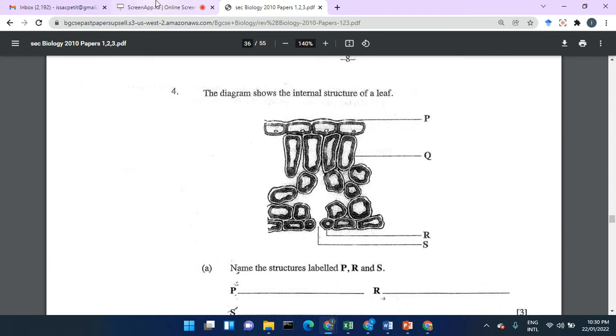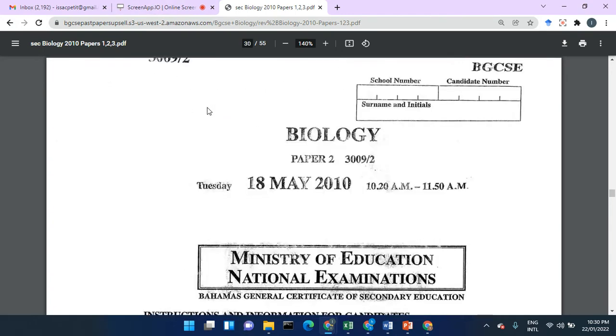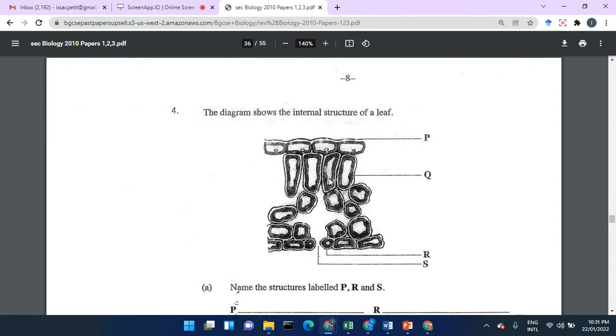Here we're looking at question number 4. This question comes from a BGCSE Biology Paper 2 past paper, the year 2010. So let's consider question number 4 of this paper. What does it say? It says the diagram shows the internal structure of a leaf.